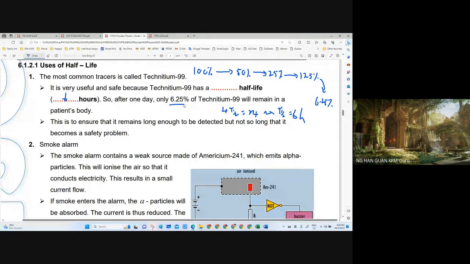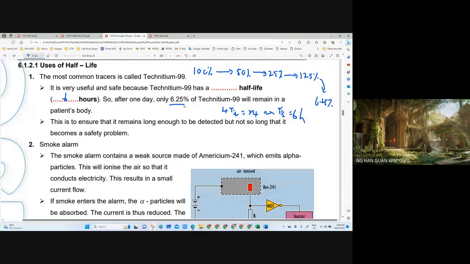But we still need the first half-life, so that when it is injected into the patient's body, within this 6 hours we can, based on the radiation detected by our scanner, know whether, for example, your left and right kidney are still functioning normally. When they function normally, it means that by right the tracer can be expelled from the body after a day.